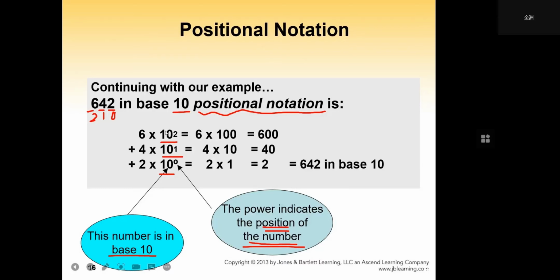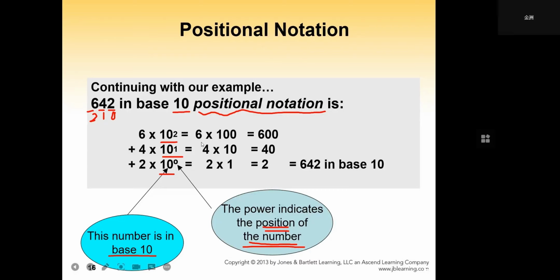So here we have a base. The base is 10, so we write the number in base 10. The base is here, and it has a power. The power indicates the position of the digit from right to left, starting from 0 and increasing. So the power would be 0, 1, 2 from right to left. We always go from right to left.